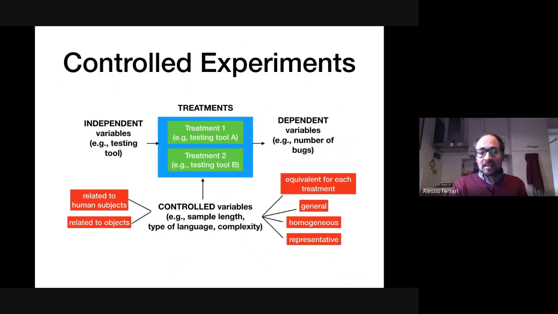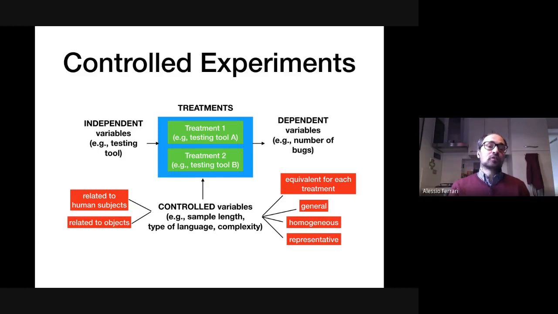So again, this is highlighting a little bit more what we mean by controlled variable here. For example, I was listing the sample length, the type of language, also because some tools may be working only on a certain language, the degree of complexity of the code, because also this may impact on the ability of the tool to find bugs. So all these variables need to be controlled.